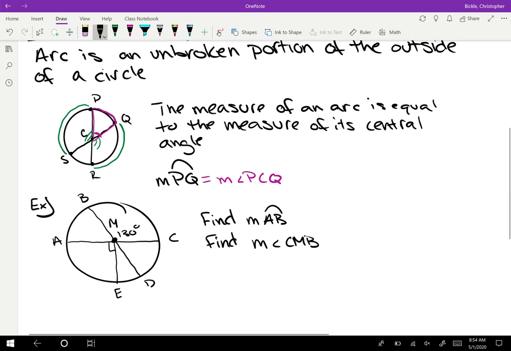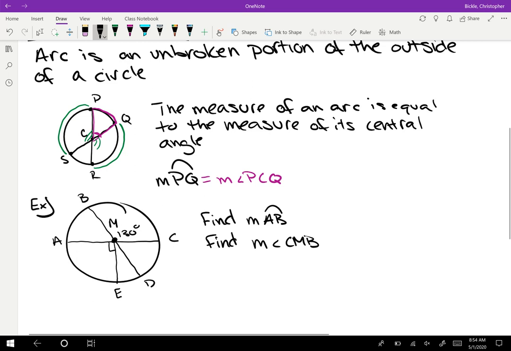So we're going to find those two things. I want to find the arc AB and I want to find the measure of the angle CMB. What I'm going to have you do when we're going through problems like this is see if we can find the measure of all the angles. If we can find the measure of all the angles on the inside, then we can find the measure of all the arcs. We're not always going to be able to find all the angles, but a lot of the time they'll give us enough information too.